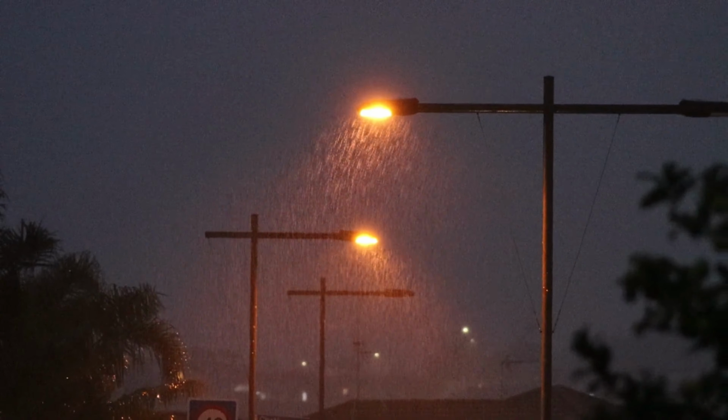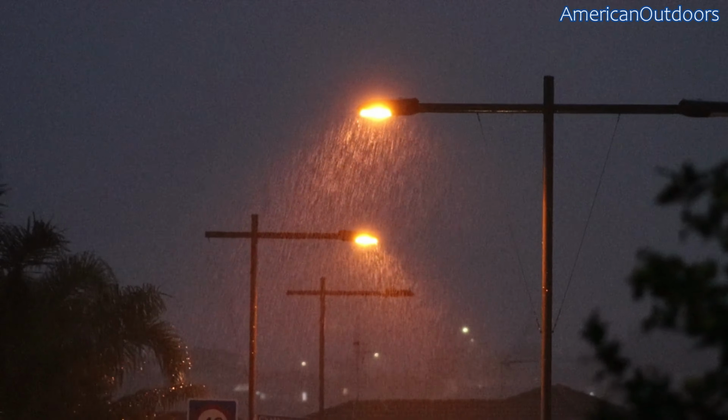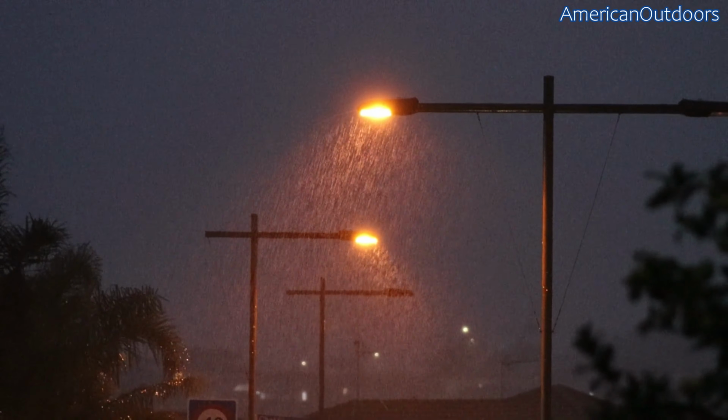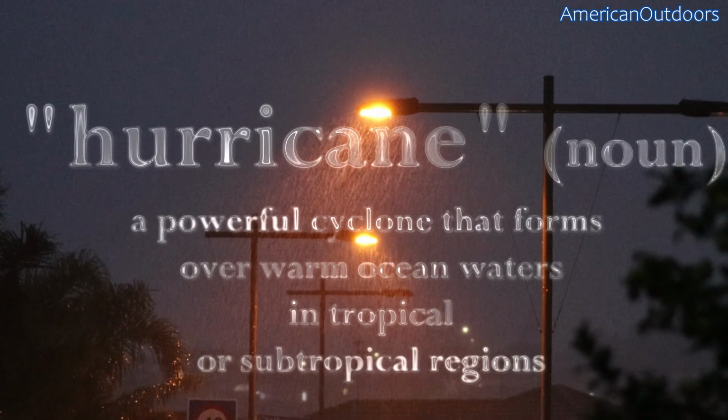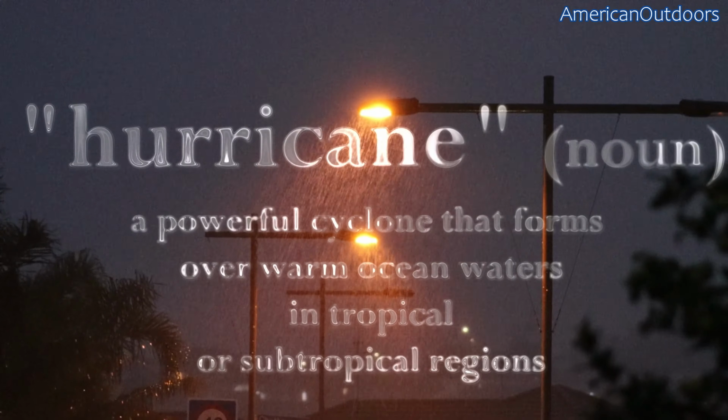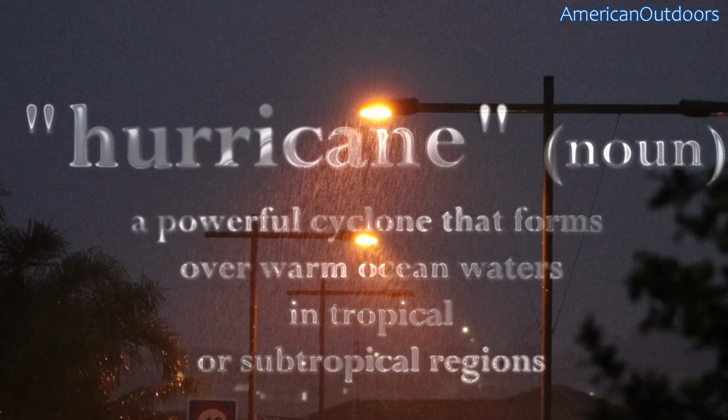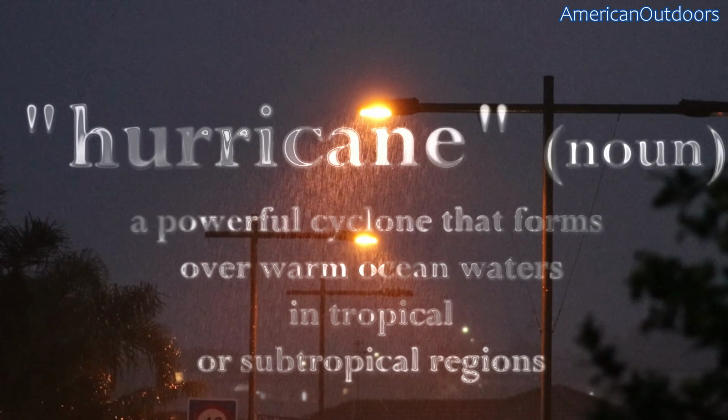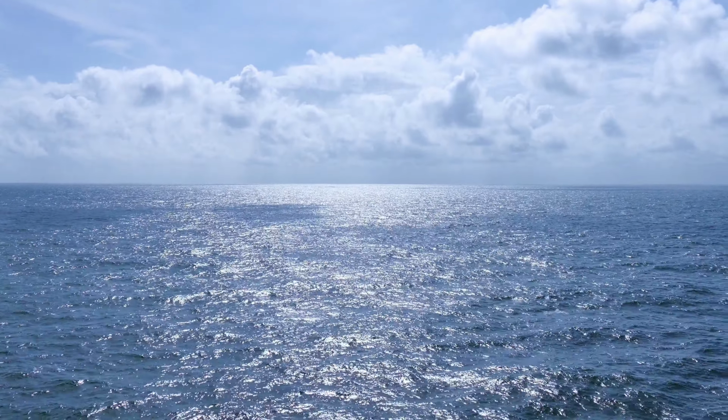Welcome to American Outdoors. In this episode, we are wading into the 5 key stages in the life cycle of a hurricane. A brief definition of a hurricane is a powerful cyclone that forms over warm ocean waters in tropical or subtropical regions, usually between June and November.